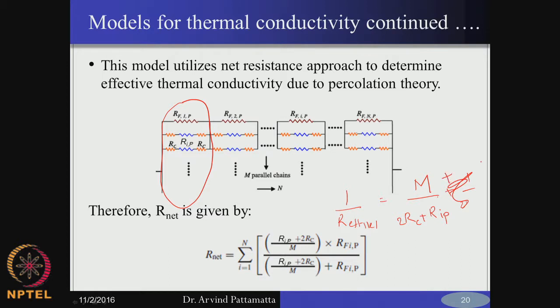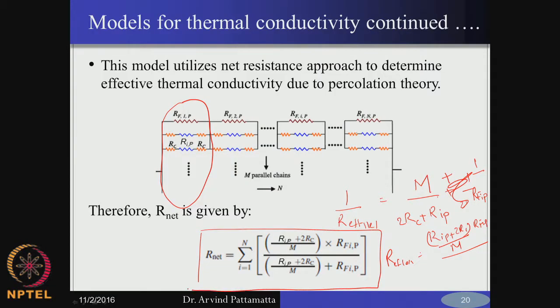Now, plus you have the base fluid which is acting in parallel for a particular nanoparticle. So, your R effective parallel will be nothing but RIP plus 2 times RIC times RFIP by this, m divided by plus. If you take the reciprocal of this, it is basically product in the denominator, summation in the numerator. If you take the reciprocal, the product moves to the numerator and the summation moves to the denominator.